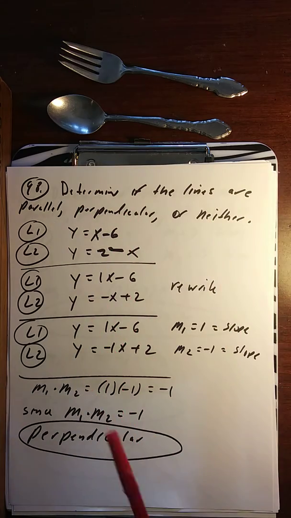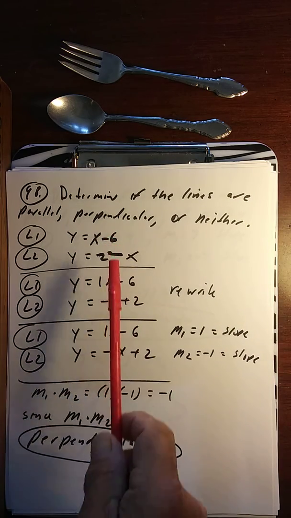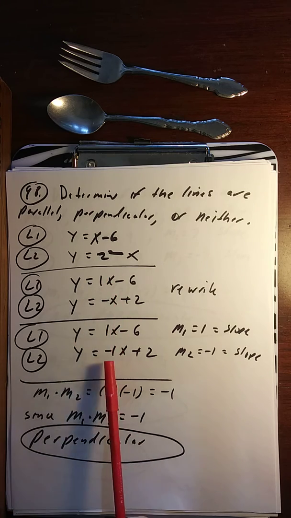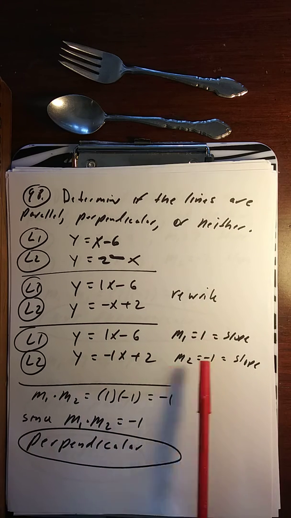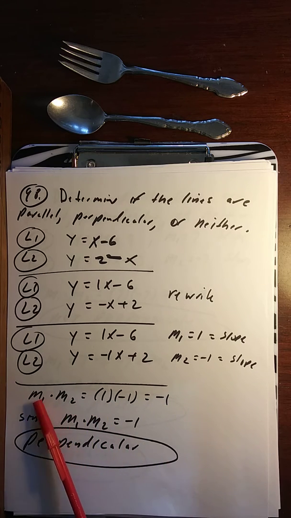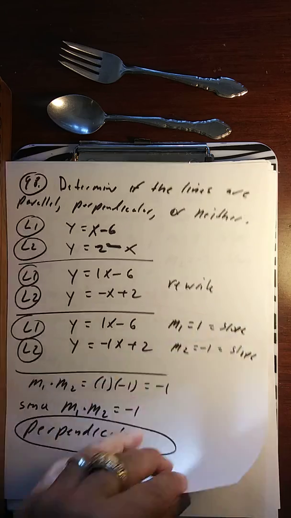Determine if the lines are parallel, perpendicular, or neither. So there are the two lines, rewrite them. So now this is the slope, this is the slope. So 1 and minus 1 are the slopes. And m1 times m2 equals 1 times that, which is going to be negative 1. So if that's true, then it's perpendicular.